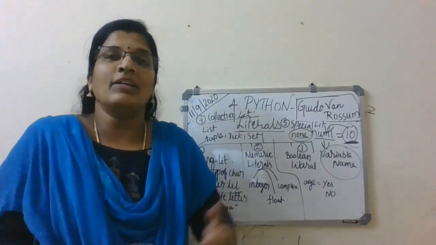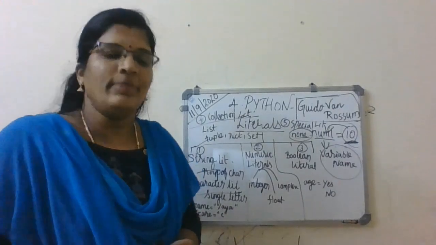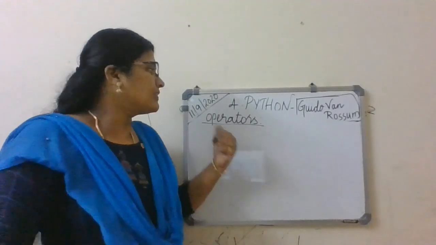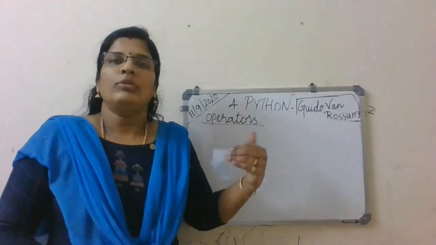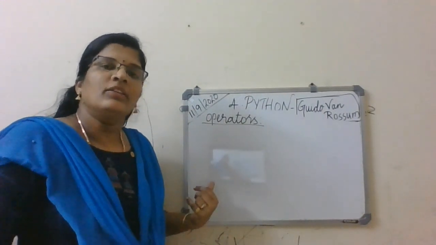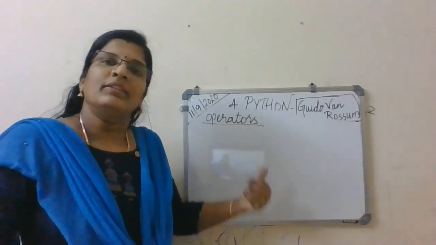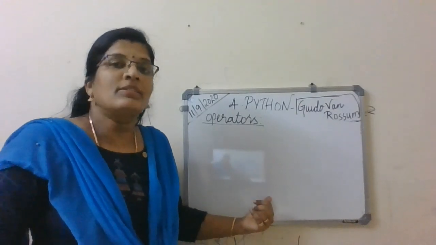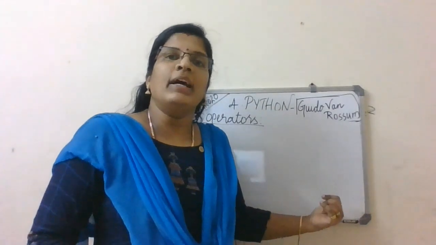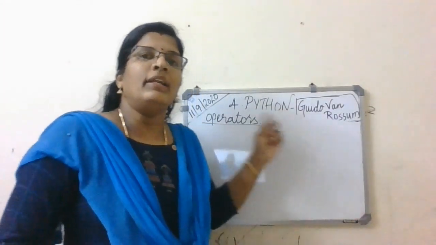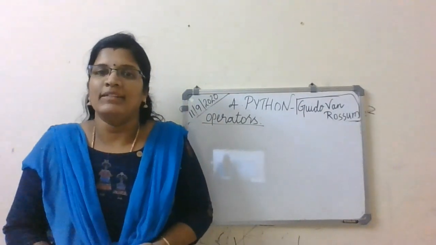Let us study the last one, which is called operators. The next topic is called operators. In the tokens, do you remember we have seen the first one as variables or identifiers, that we already completed. Then reserved words or keywords, that is also over. Then we have seen literals, that's also over. Then the last one is called operators. So what is meant by operators?